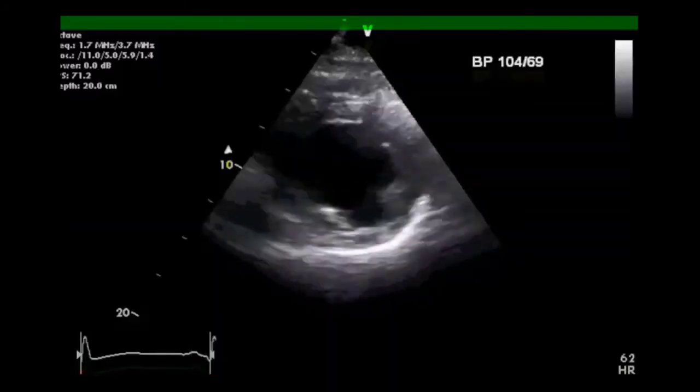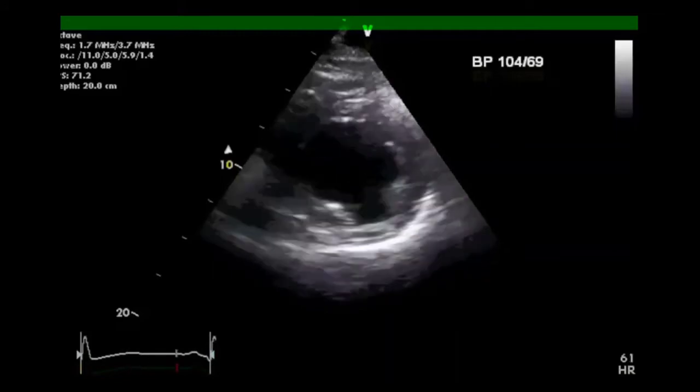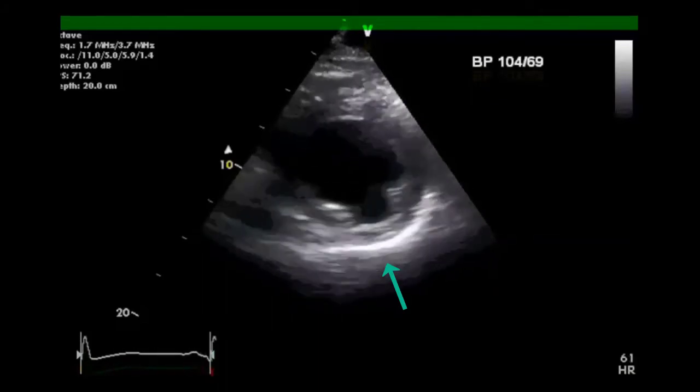Another patient. Here we have the parasternal short axis view. The inferior segments of this mid-short axis view of the LV are akinetic. This corresponds to the right coronary artery territory.